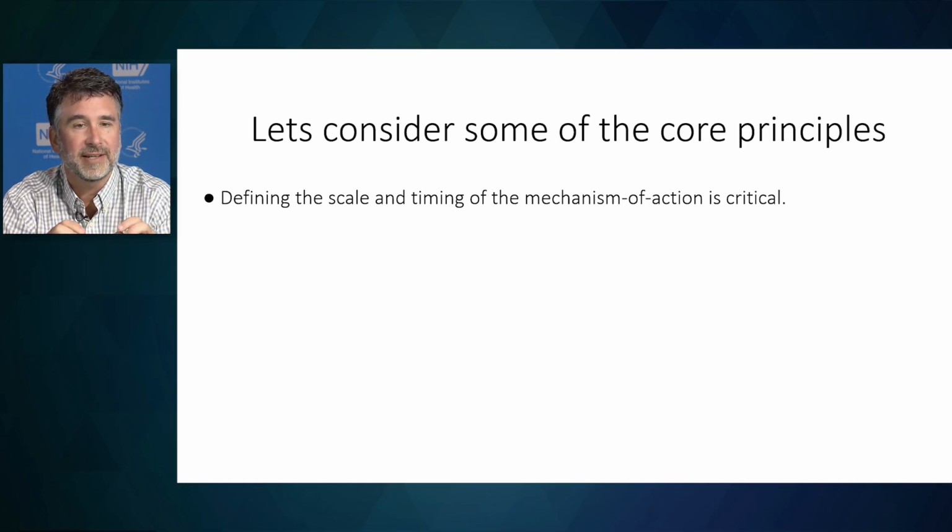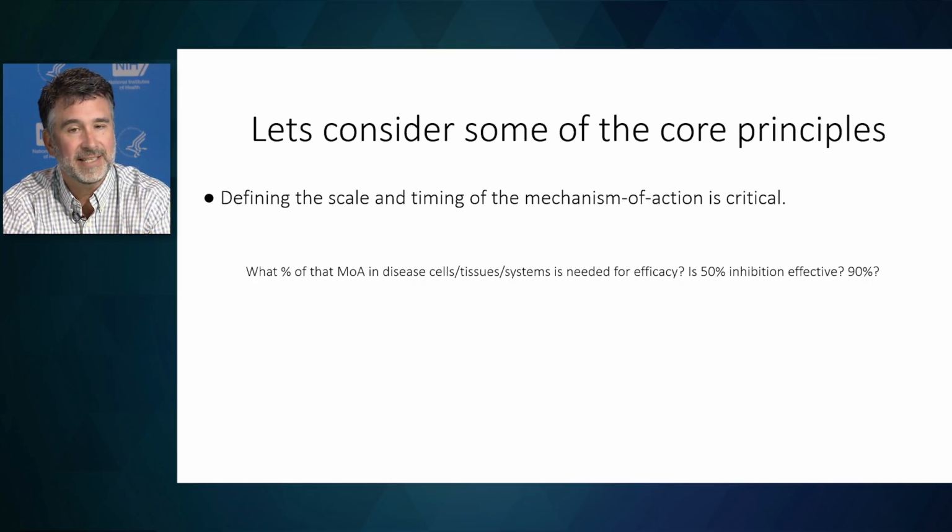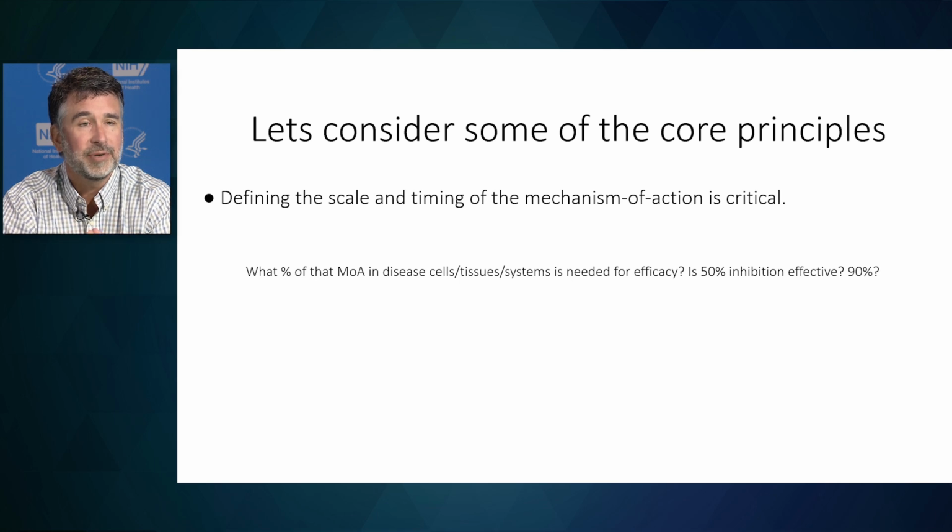And it's important to understand that the scale of that mechanism of action, the level of inhibiting it, plays a real role. So what percent of that mechanism of action in the disease cells, in the disease tissue, in the system at large, is needed to achieve an effect, and a positive effect for that patient population? Is 50% enough? Do we need to achieve 90% inhibition of that enzyme or activation of that receptor to achieve a benefit for that medicine? These are things that need to be thought about, that pharmacological data and clinical pharmacology data will provide evidence of, because that's going to affect how eventually we dose that drug into patients.